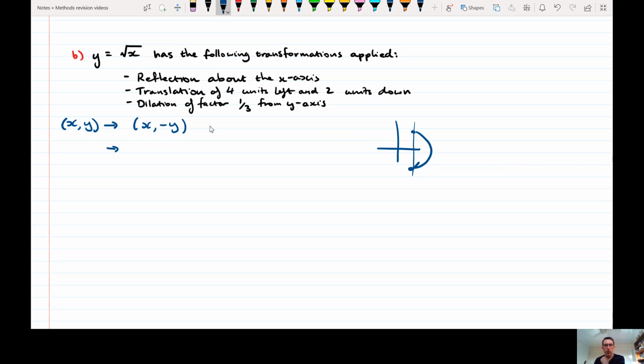Then we've got a translation of 4 units to the left, which means the x value has 4 taken away from it. So it's moving that way. So this one is moving that way. And then 2 units down. So taking away another 2 from that.